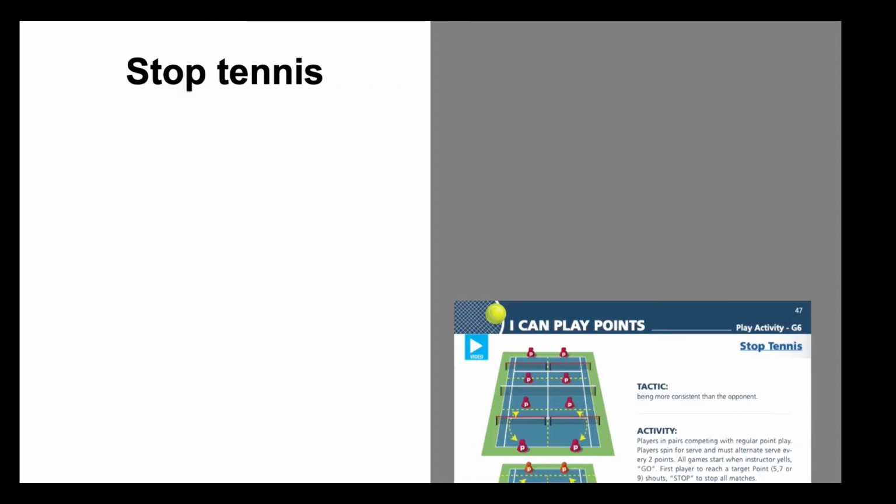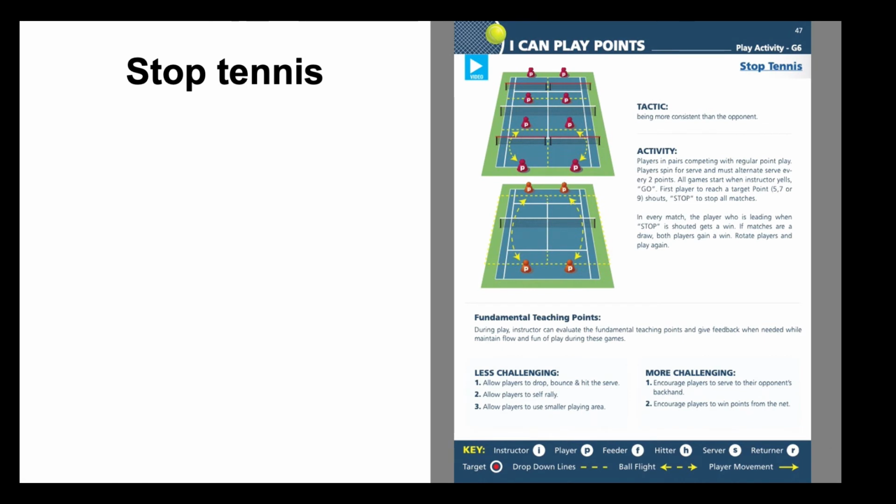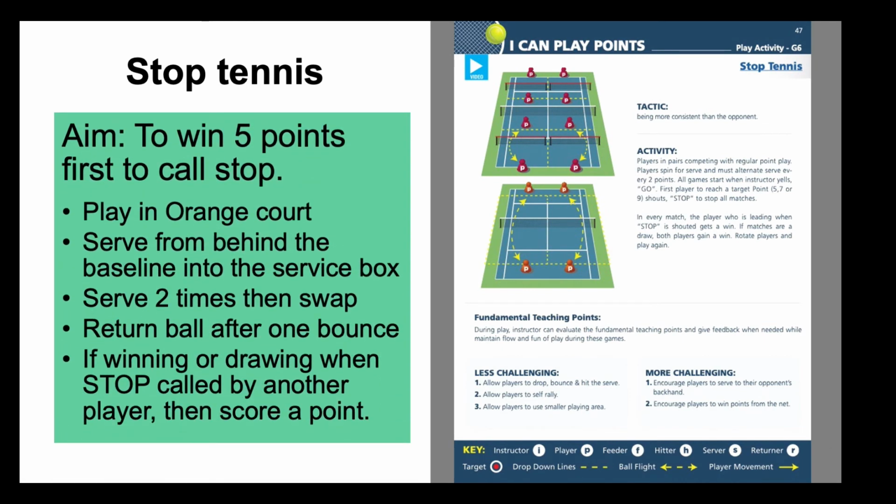Stop Tennis is a similar idea. You play against players from the other team. But in this game, you're trying to play up to 5 points, and then you call out stop. Play it in a red, orange, or green court, and you serve from behind the baseline into the service box, just like in tennis. But this time, if you call stop, you win a point for your team, and then everybody else who is winning wins a point, or if it's level in score, you win a point for your team. Then you rotate and play someone new from the other team.